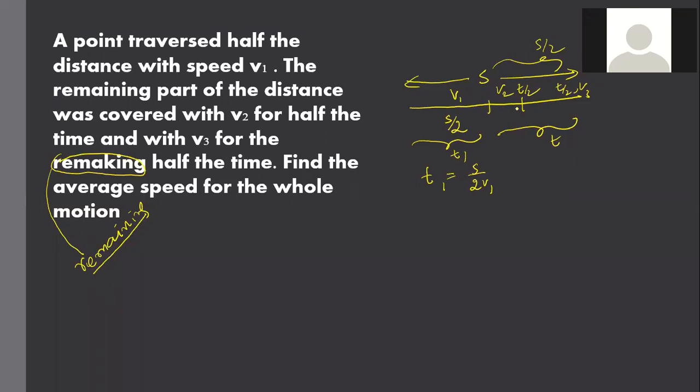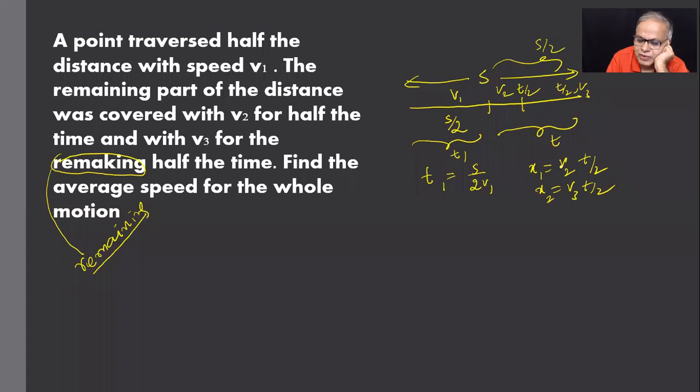I don't know how much distance it covered in t by 2 time. I'll call it, say, x1 for example. x1 equals v2 into t by 2. And x2 equals v3 into t by 2. Sir, we can write x2 as s by 2 minus x1, doesn't matter. So x1 is v2 into t by 2, x2 is v3 into t by 2.